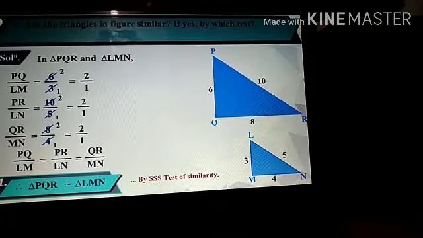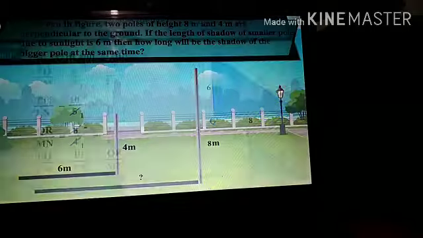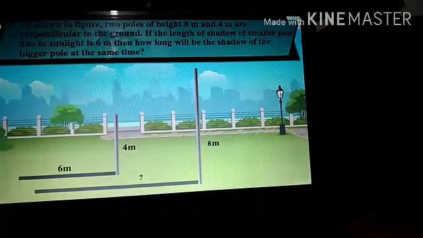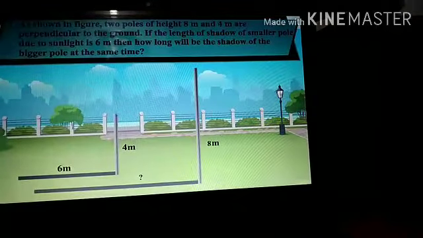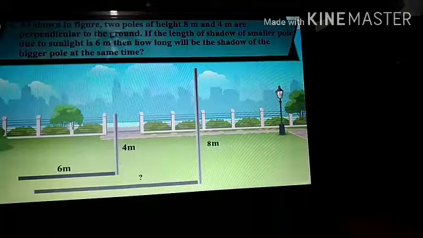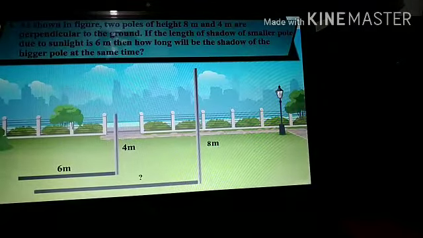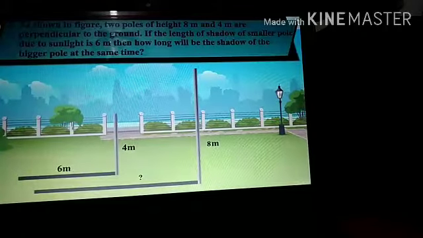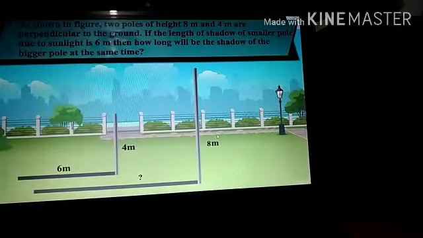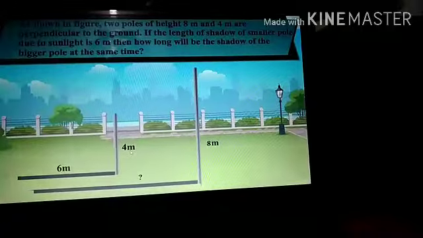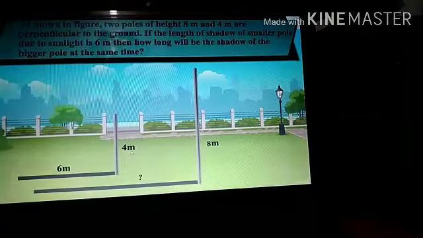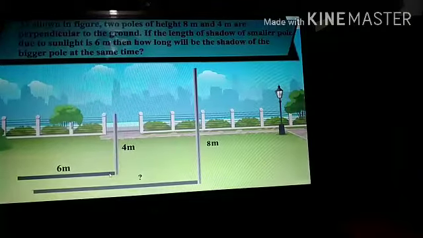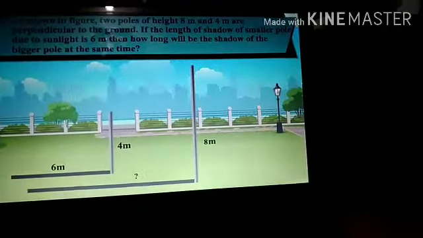Now let us see the third sum. Third sum is a word problem. As you can read the question on the screen, I am reading it for you. As shown in the figure, two poles of height 8 meter and 4 meter are perpendicular to the ground. So can you see the picture? We have two poles. One is of 8 meter, other one is of 4 meter, which are erected on the ground, which are perpendicular to the ground. Perpendicular to the ground means they make an angle of 90 degrees.